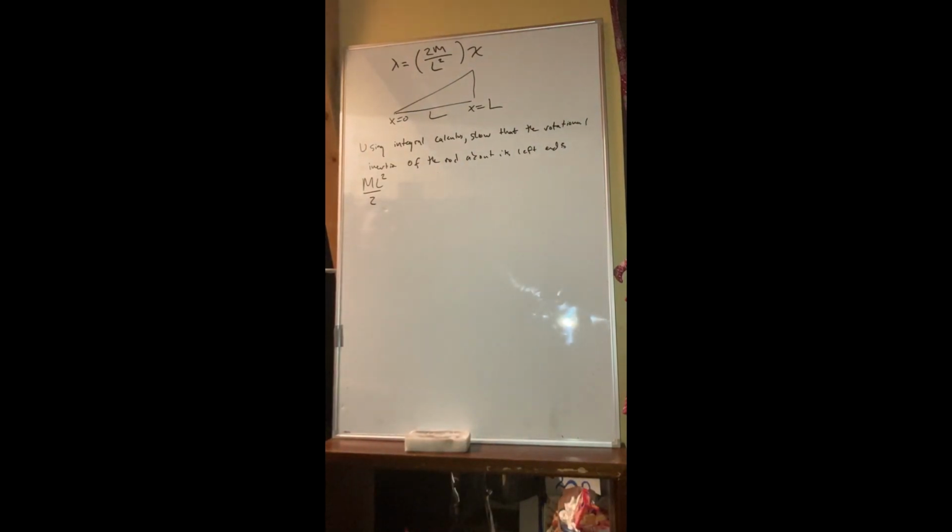This is question 3 from the 2018 AP Physics C Mechanics FRQ. So the problem states, using integral calculus, show that the rotational inertia of the rod about its left end is ML squared over 2, where we are rotating a triangular piece with length L and non-uniform density described by the equation 2M over L squared times x.